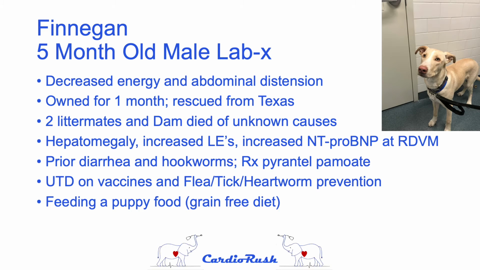Here's Finnegan, a 5-month-old male Labrador cross who had decreased energy and abdominal distension for about 5 days. He'd been owned by new owners for about a month, and he was rescued from Texas. Two of his littermates and the dam died of unknown causes. He was identified to have hepatomegaly and abdominal distension, and some blood work was done which identified increased liver enzymes as well as a markedly increased NT-proBNP.